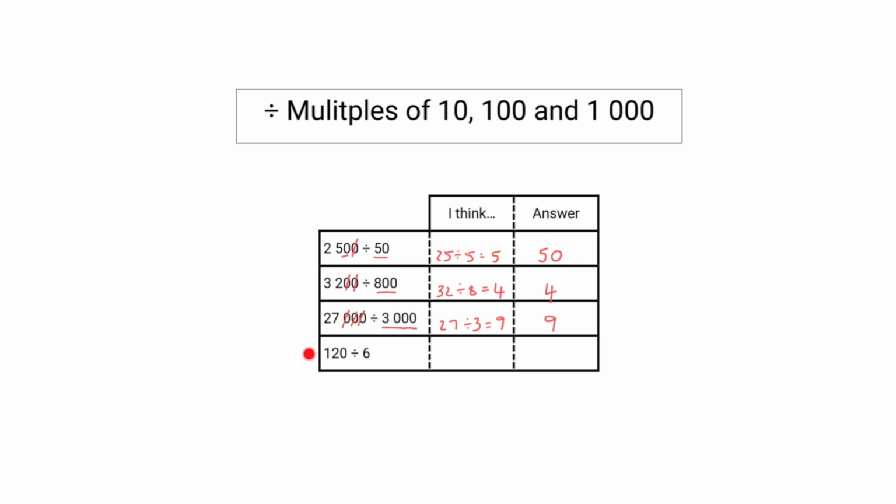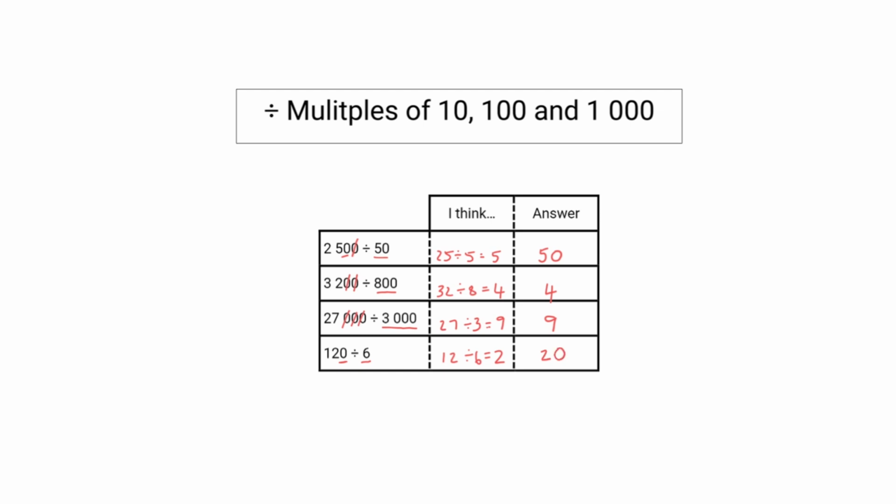And then the last one, 120 divided by 6. Our step 1 is 12 divided by 6 is 2. We just ignore all the zeros. And then this time, we're not dividing by a multiple of 10. You can see we're just dividing by a whole number over there. So we can't cancel any zeros off our original number. So this zero, we have to place onto our answer because it hasn't been cancelled off. So 120 divided by 6 is 20.